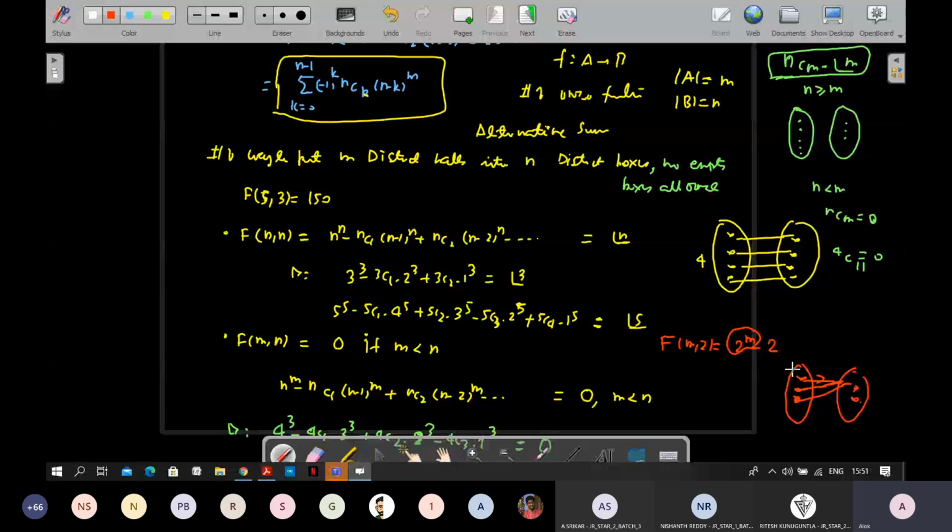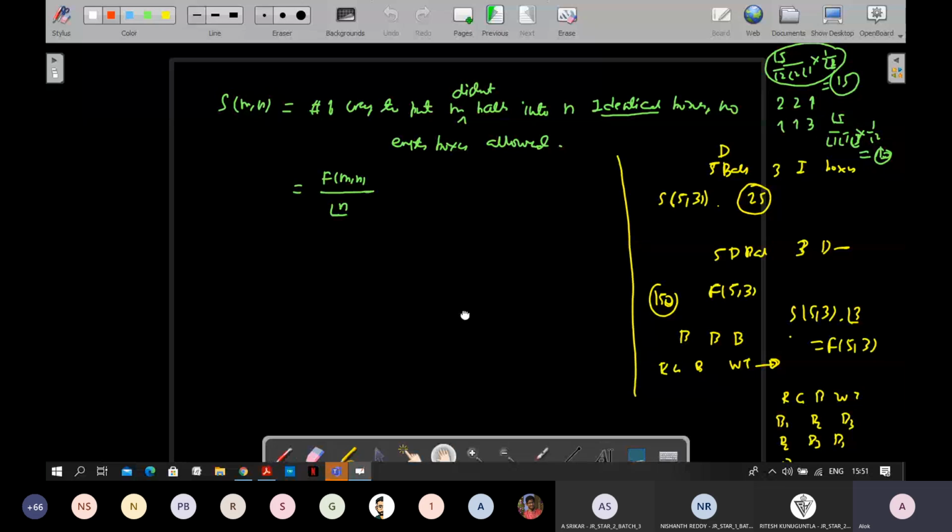So the number of onto functions from a set having 4 elements to a set having 2 elements is just 16 minus 2, that is 2 to the power 4 minus 2. So this kind of thing is there. If 2 is there, easy. For 3 also I will tell you, another thing. Okay, so this wraps up this one.